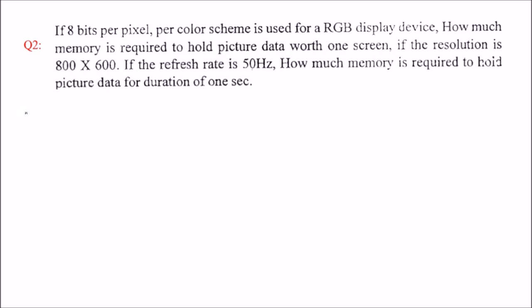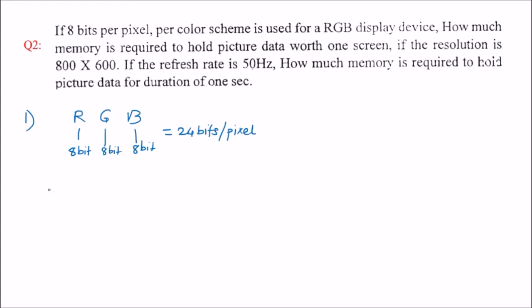So we'll begin. Here it is given as 8 bits per pixel per color. So there are 3 colors, R, G and B. So R is with 8 bits, G is with 8 bits and B is with 8 bits. So actually it is 24 bits per pixel. Now we have to calculate the memory required for one screen.